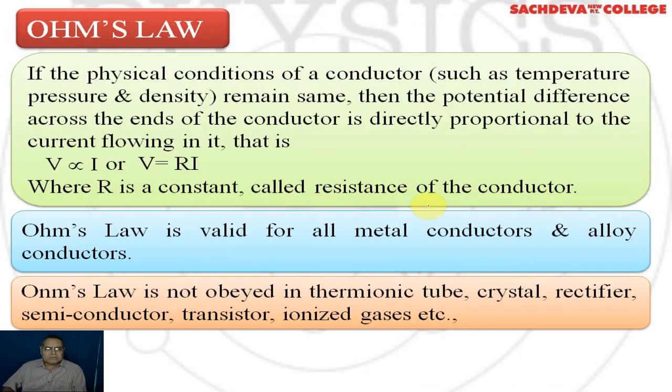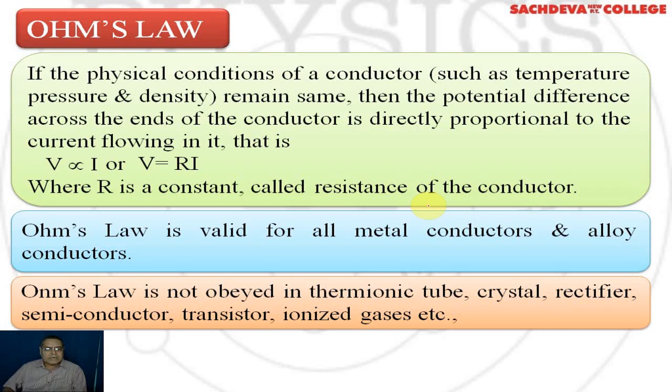Next, we come towards Ohm's law, which is quite important in the whole of electrical calculations. Basically, Ohm's law is related to voltage and current. If the physical conditions of the conductor, such as temperature, pressure, and density, remain the same, then the potential difference across the ends of the conductor is directly proportional to the current flowing in it. That is, V is proportional to I, or V is equal to IR, where R is a constant called the resistance of the conductor. We can write this equation also as R is equal to V over I.